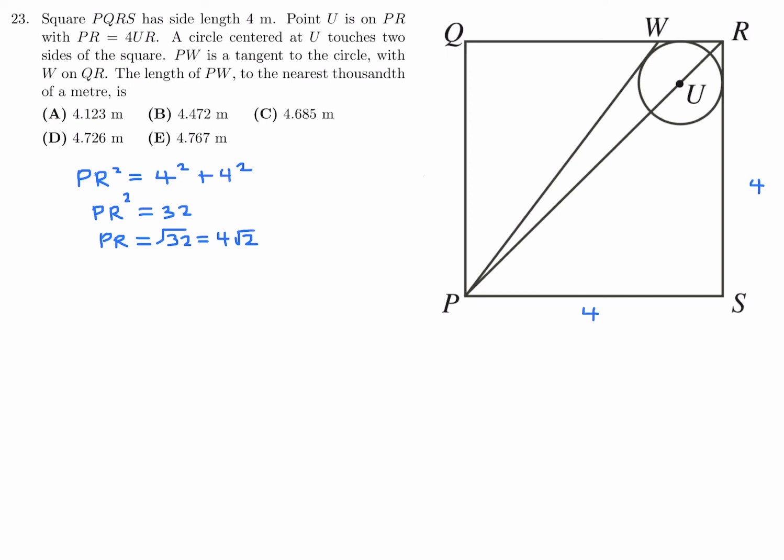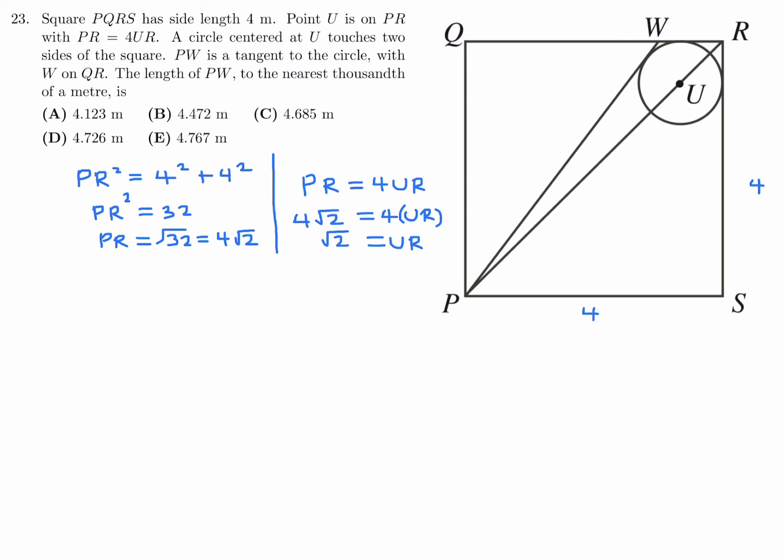Now, the next piece of information is that PR is equal to 4UR, so we can very quickly figure out what UR is. PR is 4 root 2, which equals 4UR, and therefore UR is equal to root 2. All right, so far so good.